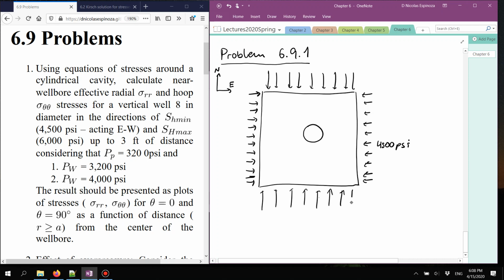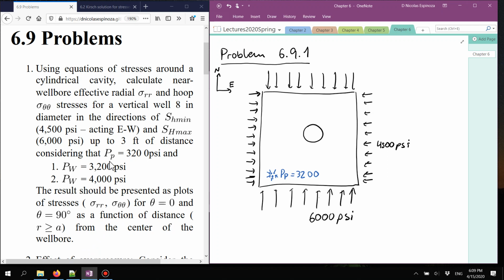Just give me one more sec to finish with my arrows. This is going to be 6,000 psi. Okay, and we also know that the pore pressure is going to be 3,200. I'm going to add this as a set of arrows in all directions, and this is the pore pressure, 3,200, and you're going to have to calculate stress as a function of the angle theta and the radius for two cases.